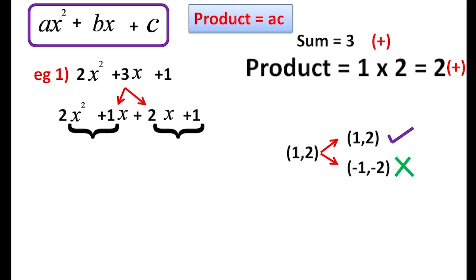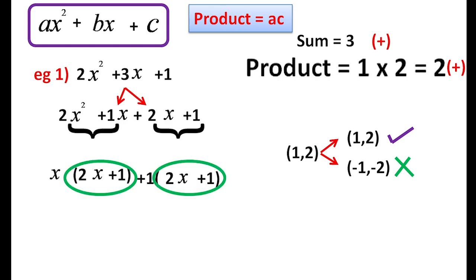From the first group, x is common, so the remaining is 2x plus 1. Then the second group itself is 2x plus 1, so we take plus 1 outside, because multiplying with 1 the number will not change. So plus 1 into 2x plus 1. Here 2x plus 1 is common for both the terms. So we take 2x plus 1 outside, into the remaining x plus 1. So the factors are 2x plus 1 and x plus 1.